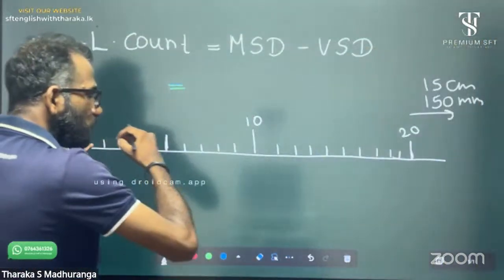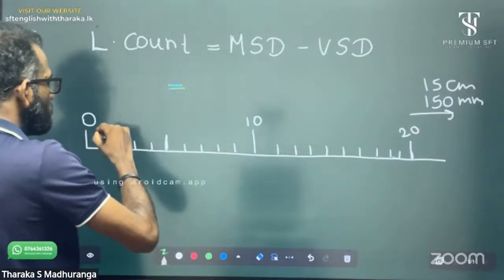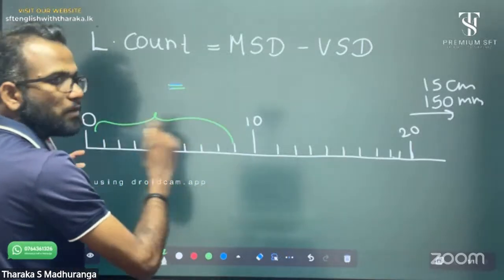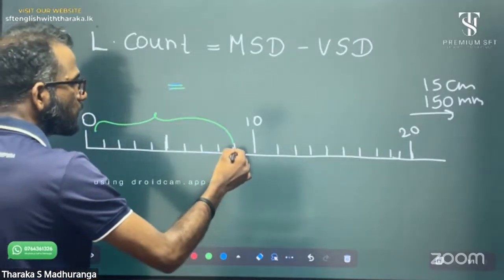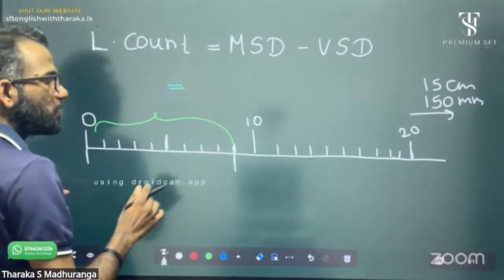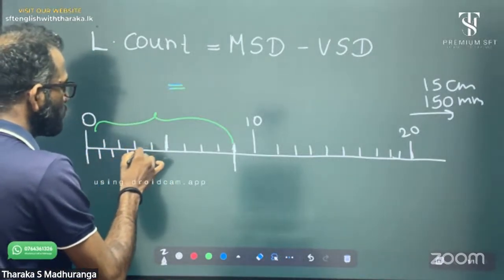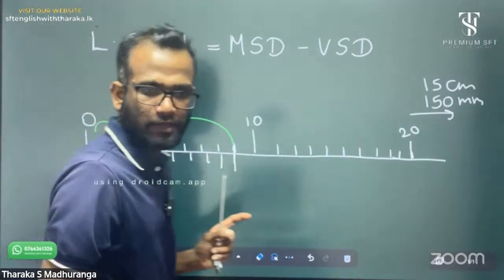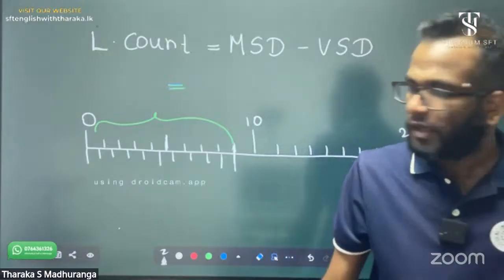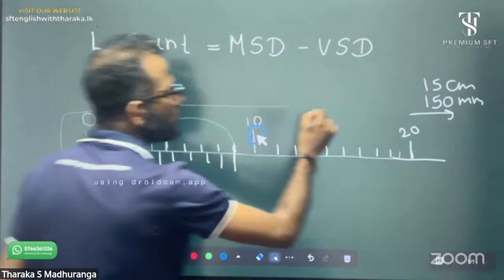This part is 9 millimeter on main scale, divided into 10 identical parts. This gap is divided into 10 identical parts. 1, 2, 3, 4, 5, 6, 7, 8, 9, 10, like this. Right? This type of instrument, how to get the least count of this type of instrument?